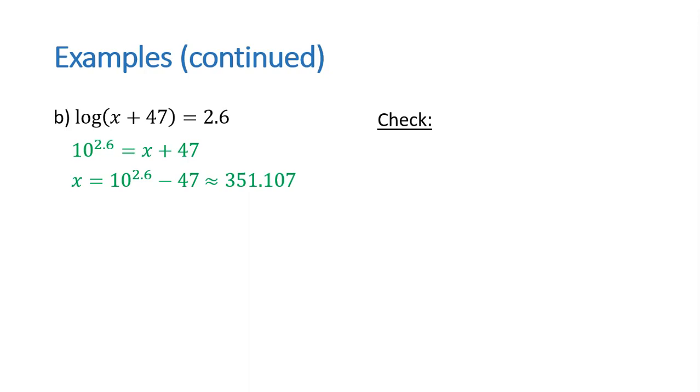We only have one logarithm to check, so we plug in our approximate solution, and we just want to make sure whatever's inside of the logarithm is greater than 0. In this case, we're taking a positive number and we're adding on another positive number, so our input is definitely greater than 0. So it passes our check, which means this is a solution to our problem.